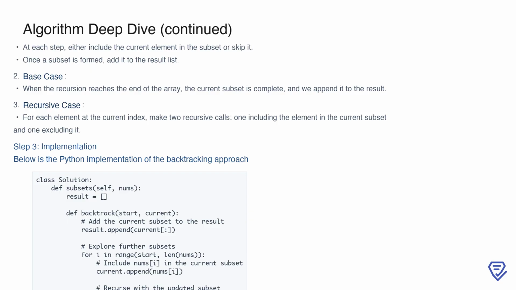Implementing this approach in Python, we use a recursive helper function called backtrack. This function starts by adding the current subset to the result list, then iterates through the array from the given index, making decisions to include or exclude elements.